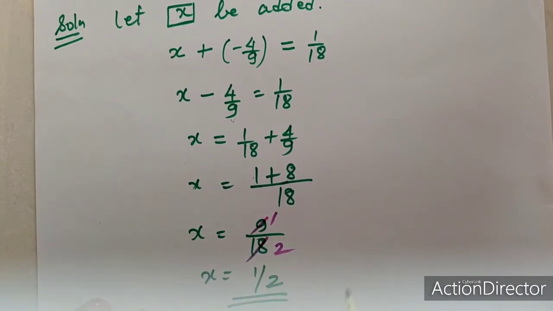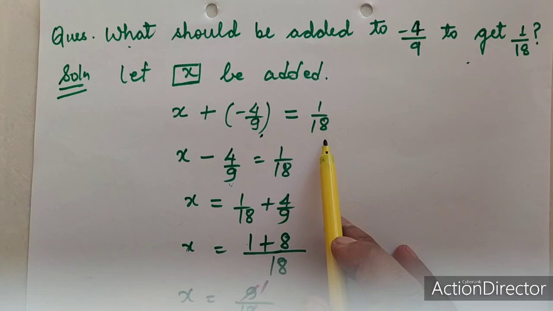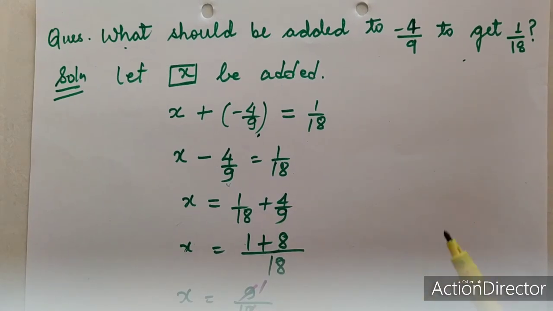That means when you add 1 by 2 to minus 4 by 9, you get 1 by 18. In the same manner you can solve many more questions. I will give you a few questions as important. So with the help of all these examples, try to solve all the questions.